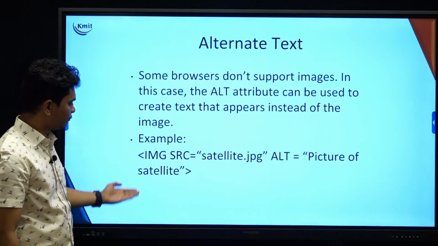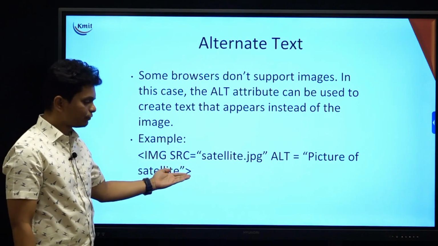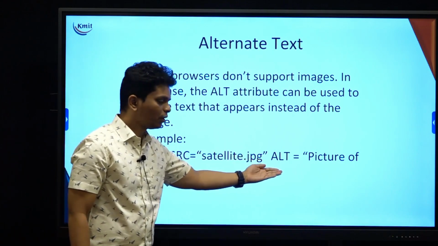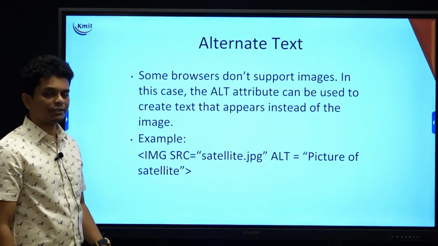Here is how we use the alt attribute: img, src followed by its path or location of the file, followed by the alt attribute which says picture of a satellite.